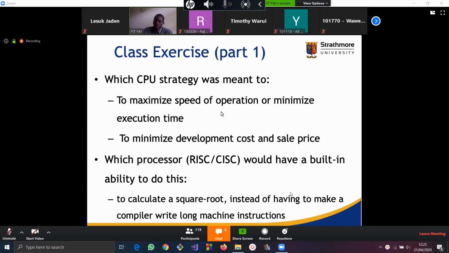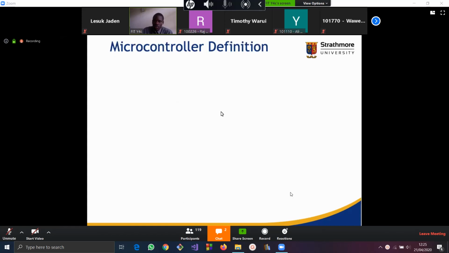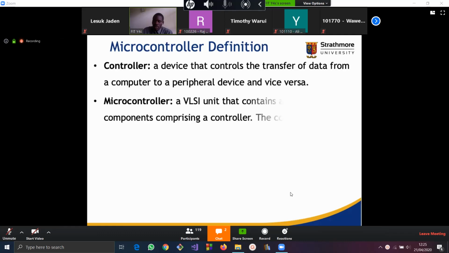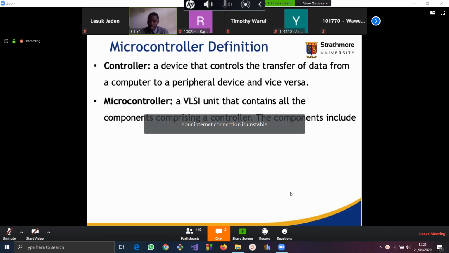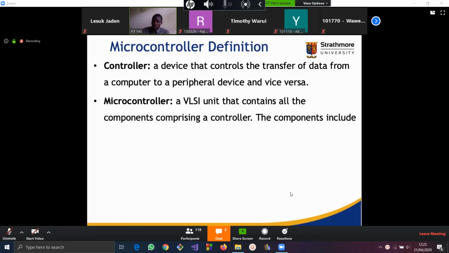Okay, so we continue. The next thing we cover is the microcontroller. We've been covering the microprocessor. Now it's the microcontroller. So what is a microcontroller? This is the formal definition. A controller is a device that controls the transfer of data from a computer to a peripheral device and vice versa. A microcontroller is a VLSI unit, a very large scale integration unit, that contains all the components comprising a controller.